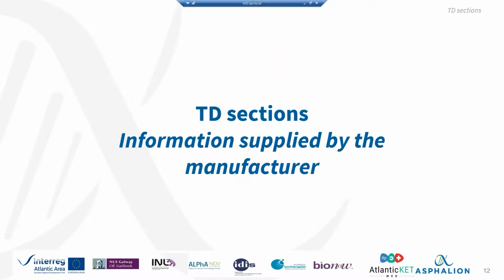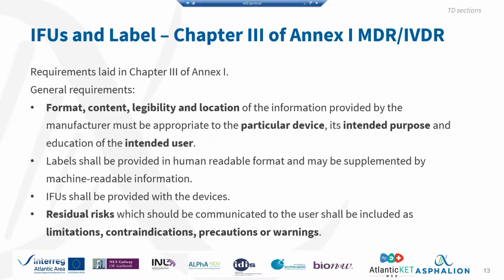So now let's go in depth into the sections of the technical document. First, we're going to start with the information supplied by the manufacturer. And this information supplied by the manufacturer includes both the instructions for use and the label. Okay. So what this information should comply with is laid out in Chapter 3 of Annex 1. Okay. If you remember, Annex 1 is the one that establishes all the requirements for the device.